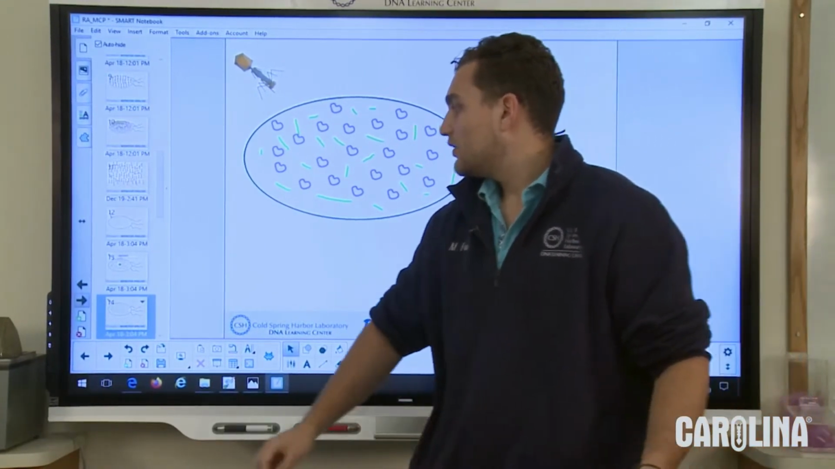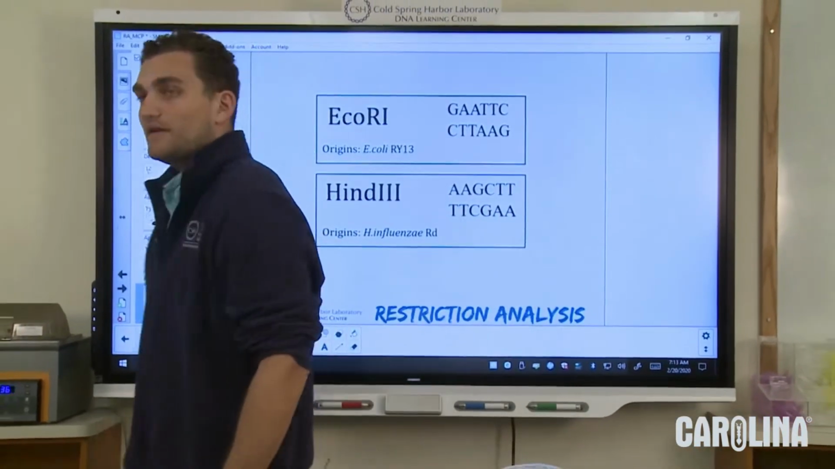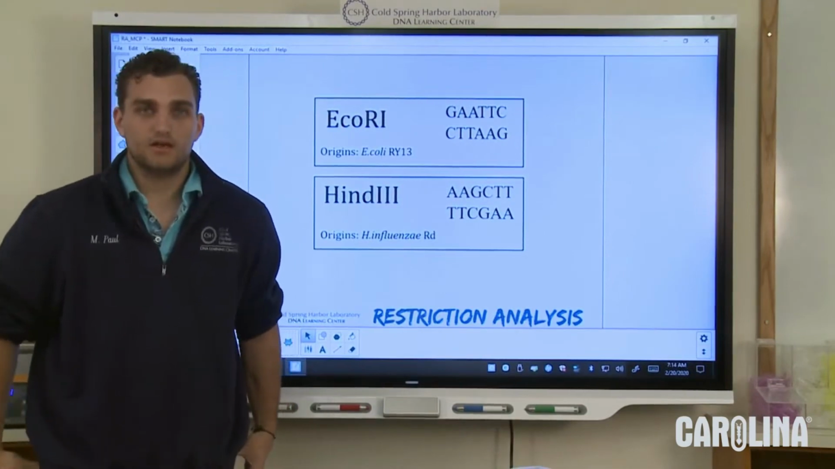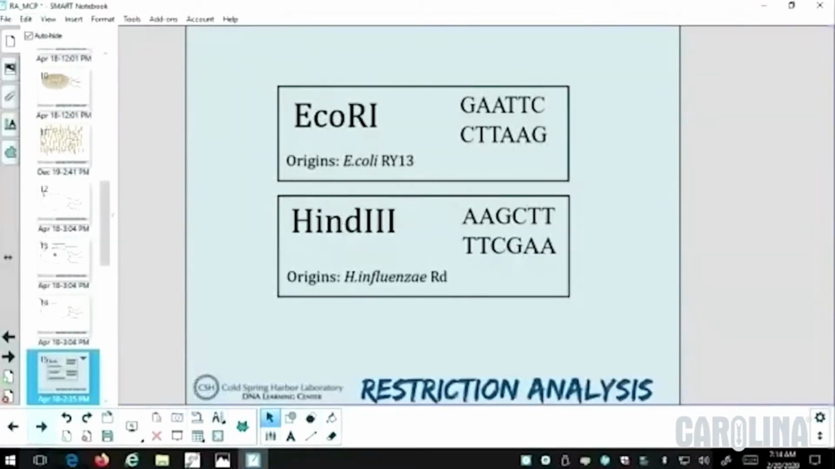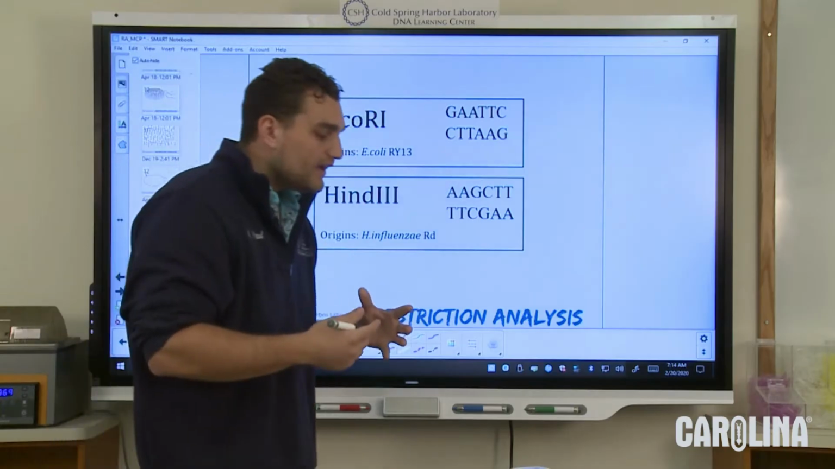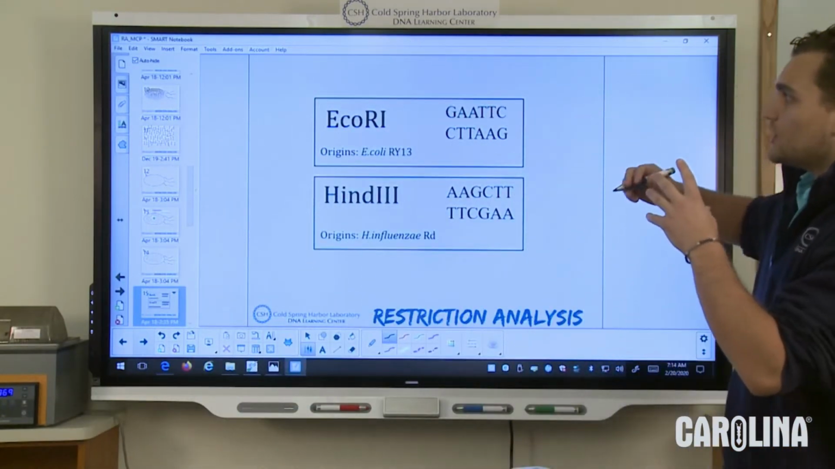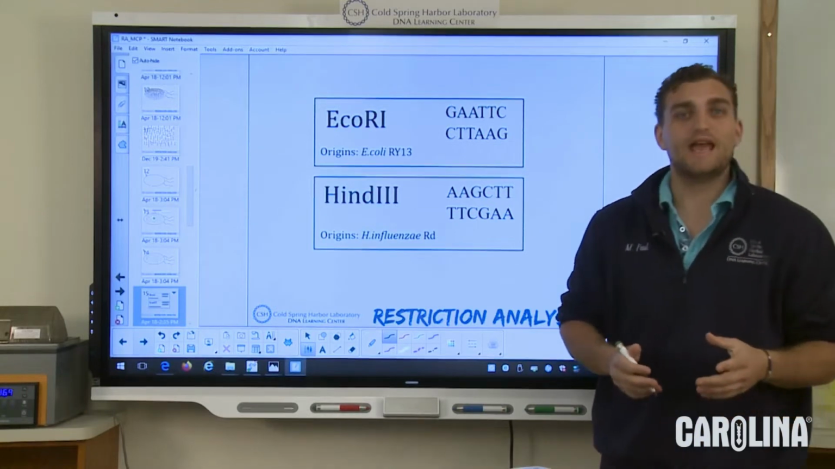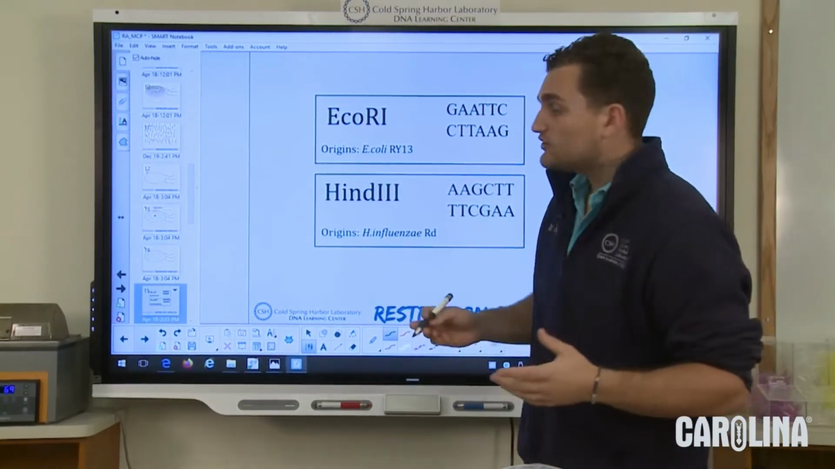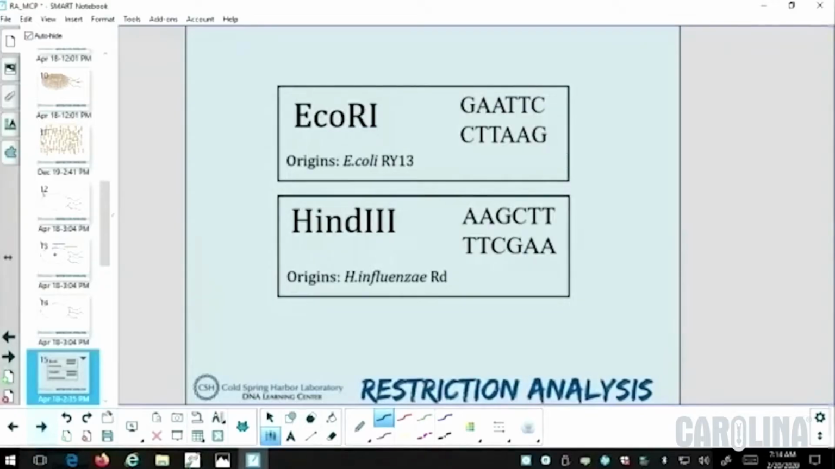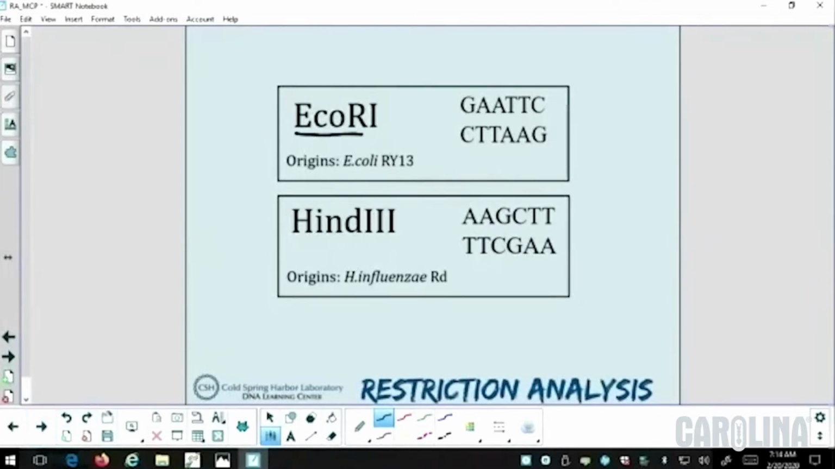Now, we're going to be working with two very famous restriction enzymes today: EcoR1 and HindIII. Now, we have a convention of nomenclature where enzymes, generally speaking, end in -ase. What's very interesting is these don't end in -ase. These enzymes do not end in -ase. They end in an R1 or a III. They do not end in -ase.